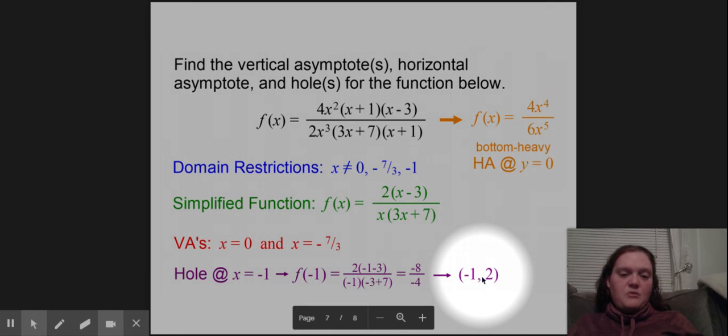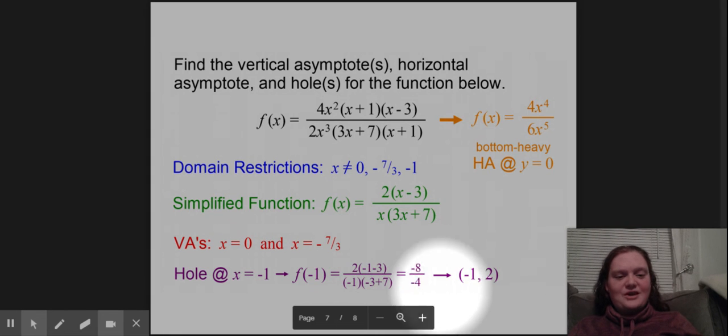And this is about how much work I would expect to see on your homework. The only thing that might take a little bit more time is if you have to go through and factor to start off. Okay, so you are identifying horizontal asymptotes, vertical asymptotes, and holes. All right, guys, good luck.